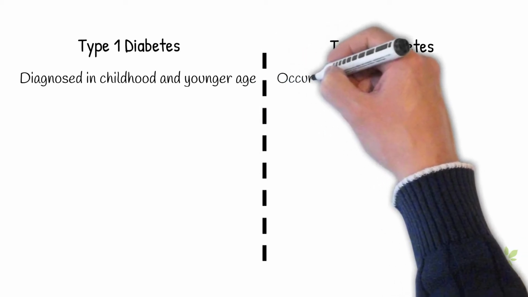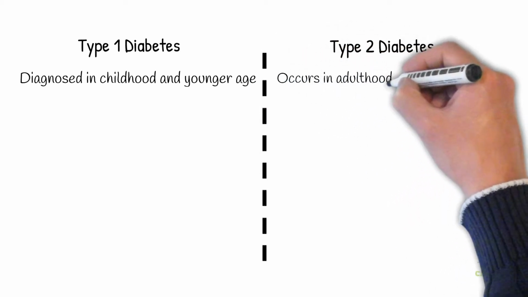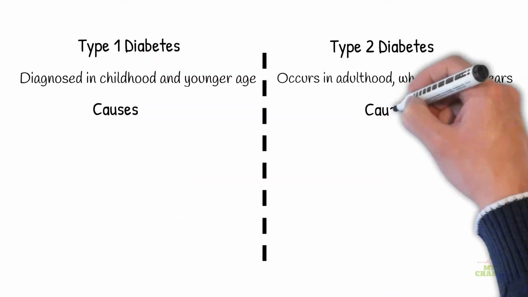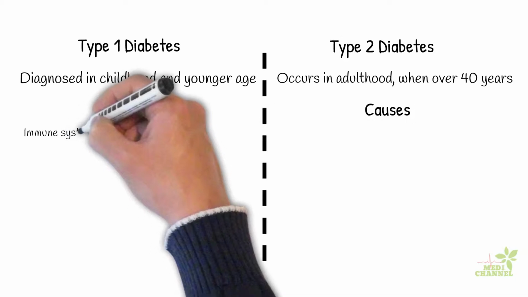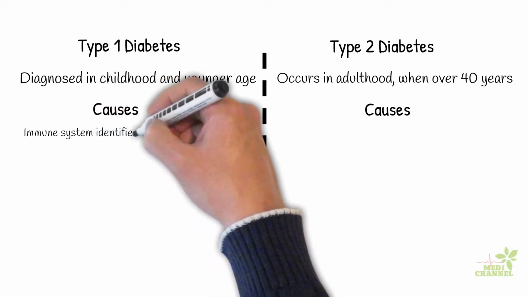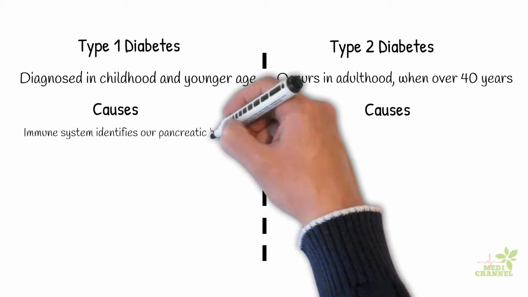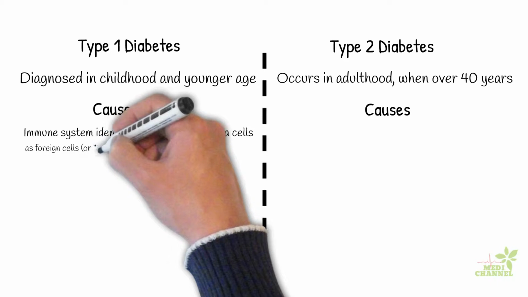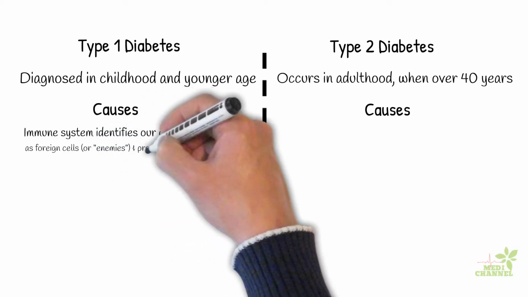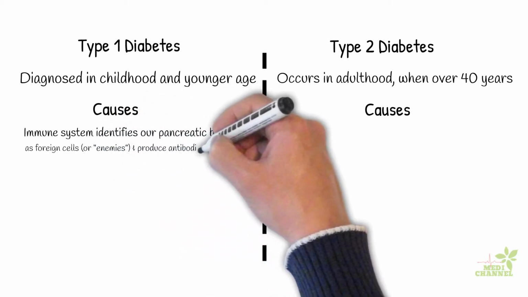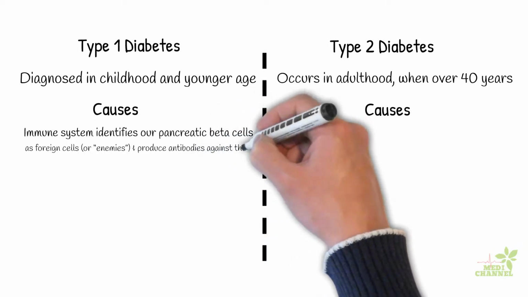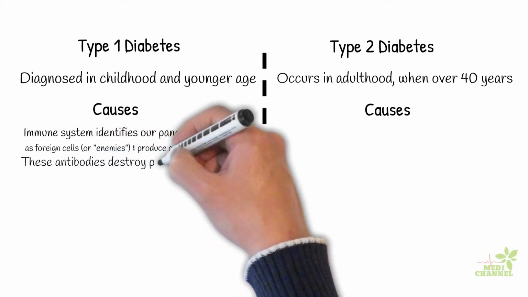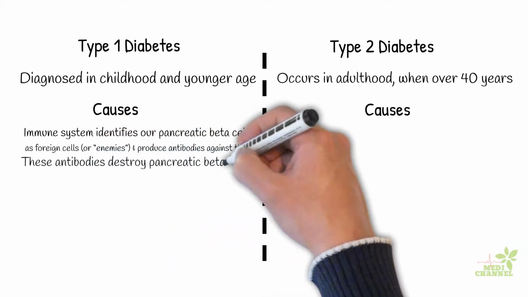Let's find out causes for diabetes. What are the causes for type 1 diabetes mellitus? The body's immune system helps us to fight foreign invaders such as viruses and bacteria and to keep ourselves healthy. In type 1 diabetes, the immune system identifies our pancreatic beta cells as foreign cells, or enemies, and produces antibodies against them. These antibodies destroy pancreatic beta cells, so the pancreas becomes unable to produce insulin. It is a genetic disease which cannot be prevented.